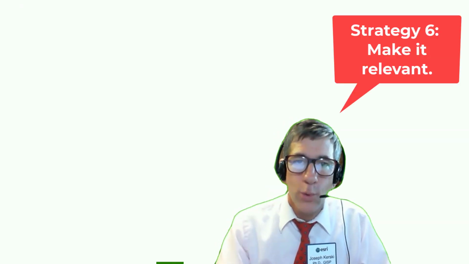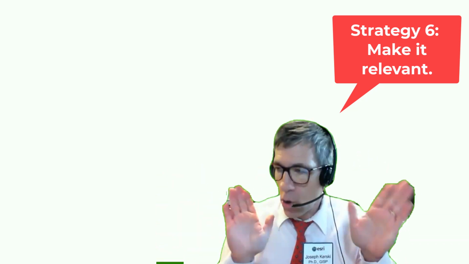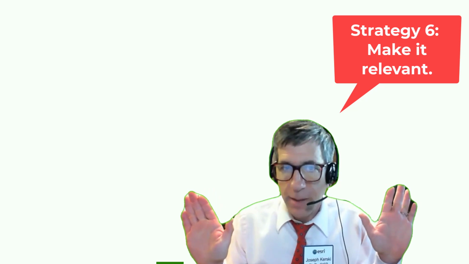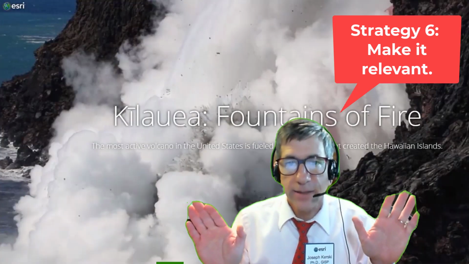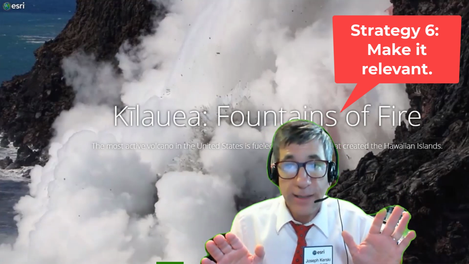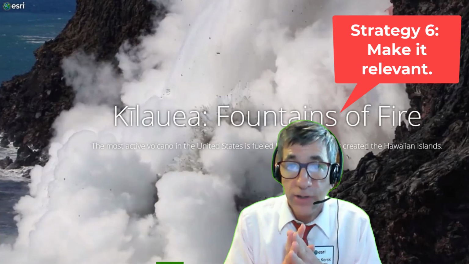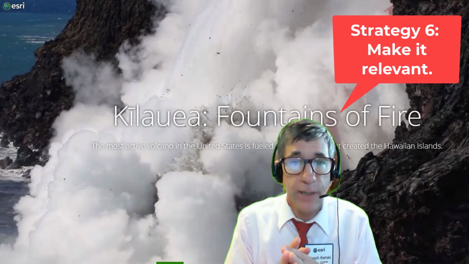Number 6, make it relevant. With local to global issues all around us, this strategy is probably the easiest strategy of all to incorporate. Selecting a current event and creating a mini lesson out of it, even for only 15 minutes weekly in class, is a powerful way of stoking interest and to keep any geospatial related course timely and relevant.